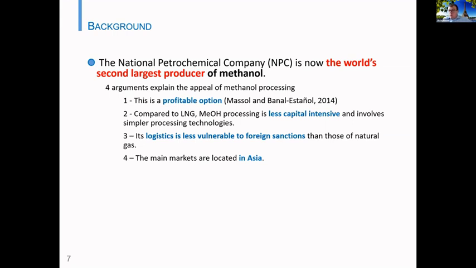It's also a profitable option when you do a mean-variance portfolio analysis of the various options for converting natural gas, as LNG or other goods. Usually methanol is the second best option after converting it into LNG. So it's a profitable option for a country wishing to export its gas resources.